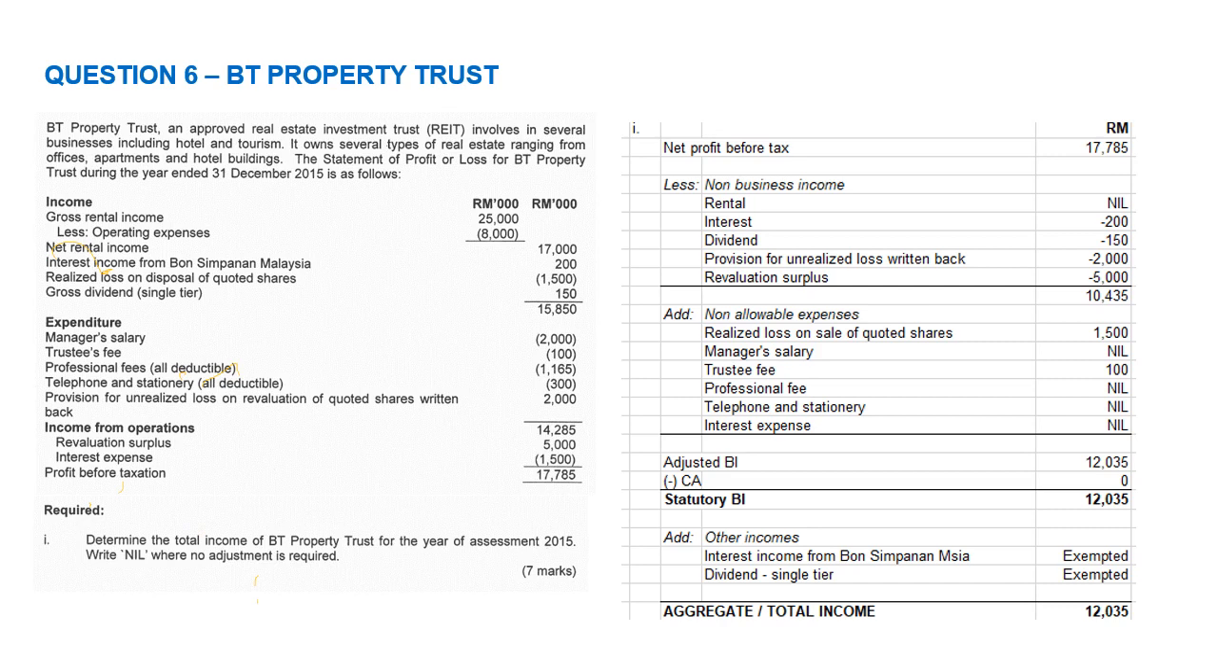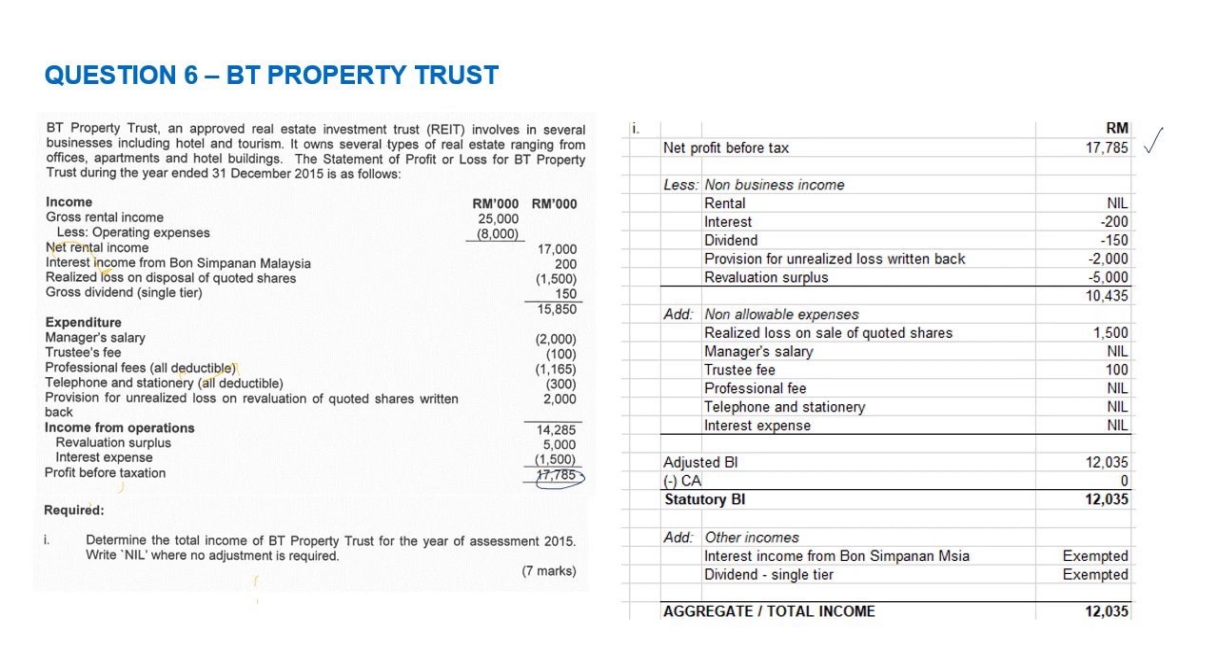First thing first, kita ambil profit before tax. So this one is given to you. Ambil je terus letak dekat sini, 17,785. This one should be no problem. After that, we're going to deduct or less non-business income.